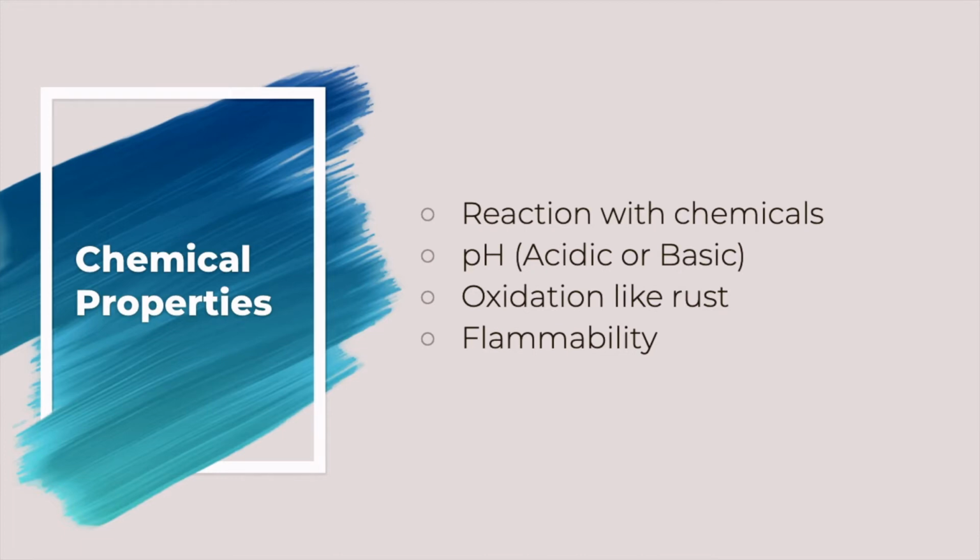Another chemical property would be the pH. Something's acidic or, like me, basic. So the pH, we say the scale, it's 1 to 14. 1 to 7 is very acidic, the lower the number, the more acidic, and the higher the number, the more basic it is. Another example of a chemical property would be oxidation.